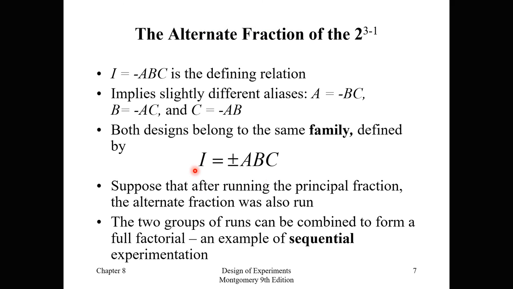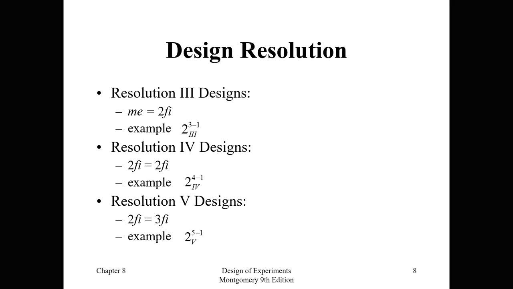So both of the designs belong to the same family in the sense that both of them are using a defining relation of ABC. One's just positive, one's just negative. And again, if we combine these two, we get the full factorial through the sequential experimentation.